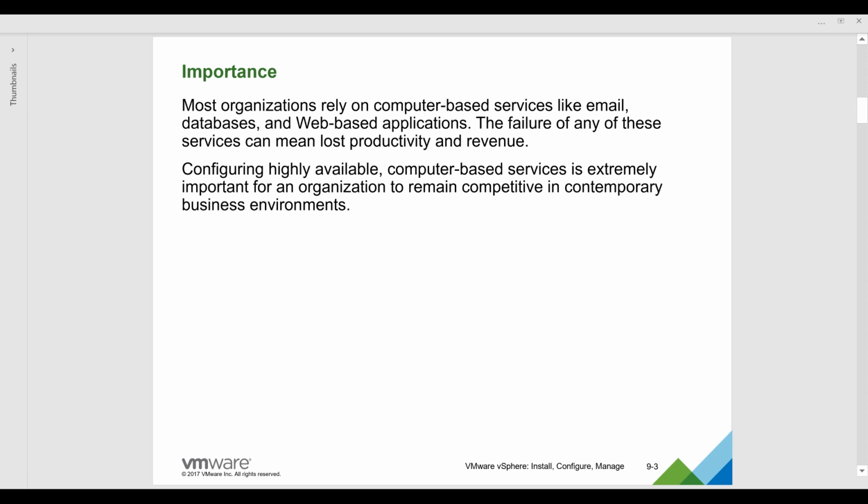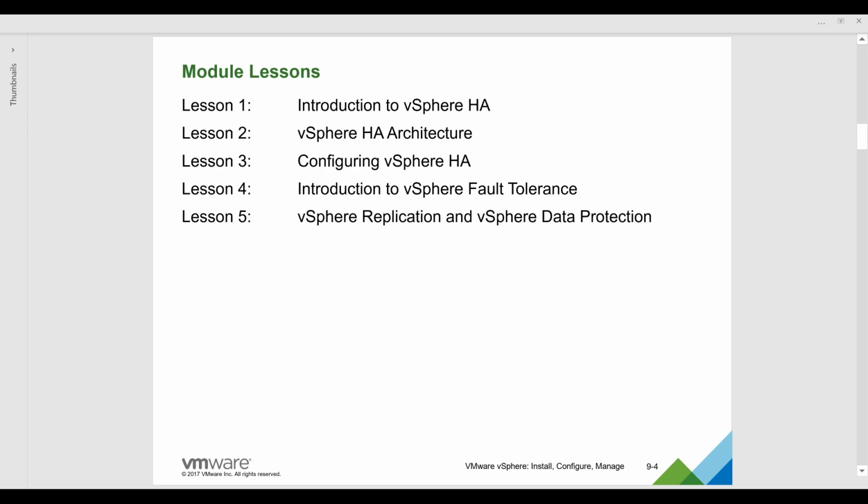Organizations rely on email, databases, web applications. And you imagine, like e-commerce, if you have a failure in one of these, you can lose production, money. So we would like to configure highly available systems so that we can combat any kind of outages, failures, so that our business can stay up and running. There's 5 lessons in this module.